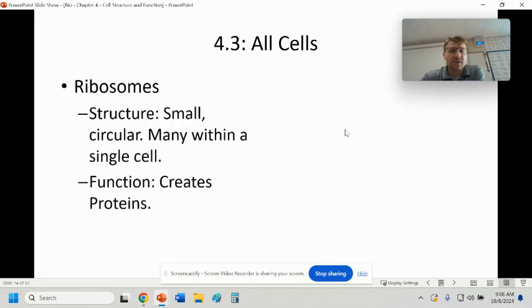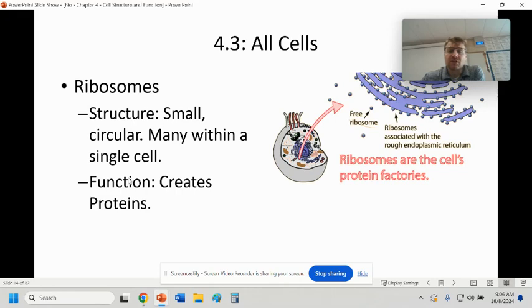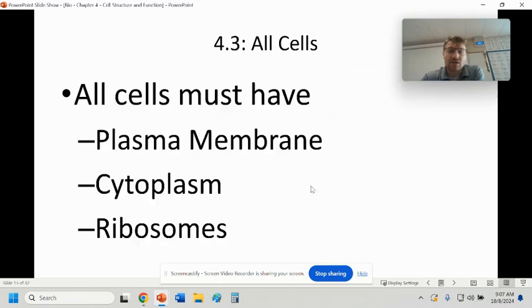Another organelle that all cells have are the ribosomes. Ribosomes are small little structures that are usually circular in nature, but they have many of these within one cell. Their main job is to create protein. So the ribosome is almost like a protein factory. All cells must have 3 things: all cells must have these ribosomes, all cells must have cytoplasm, and all cells must have a plasma or cell membrane. And this is actually the end of section 4.3.